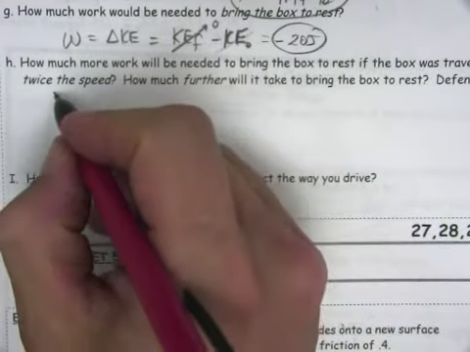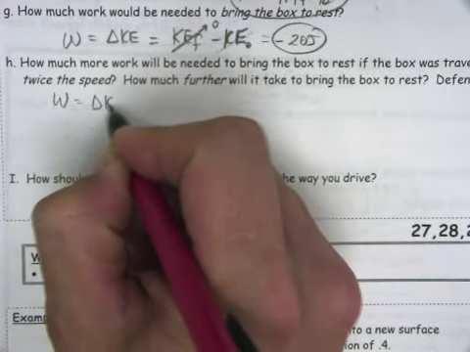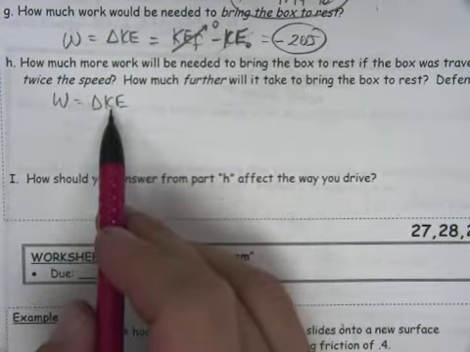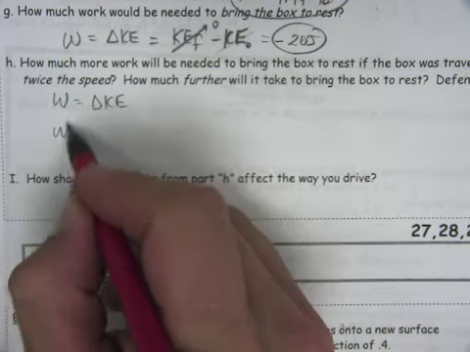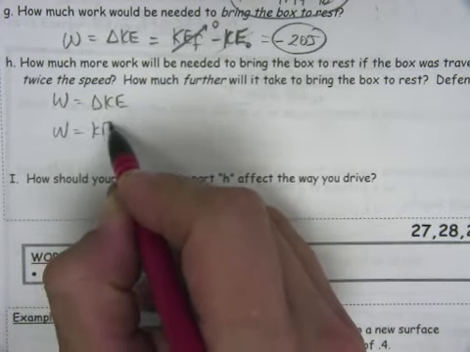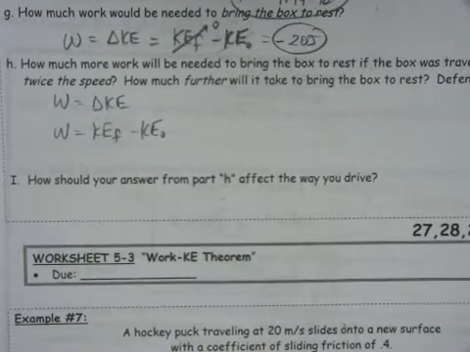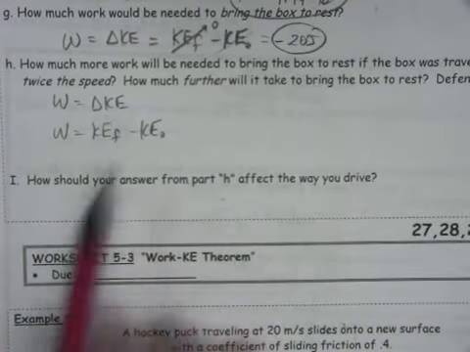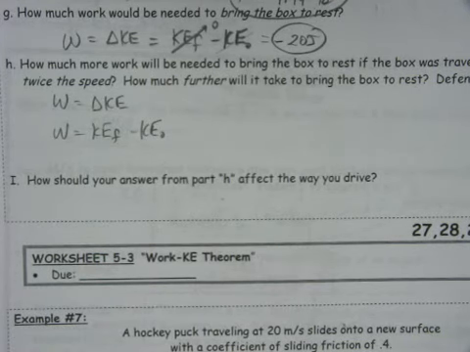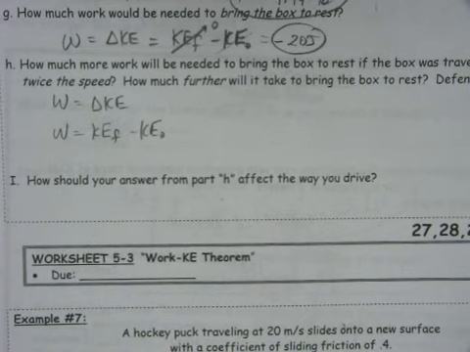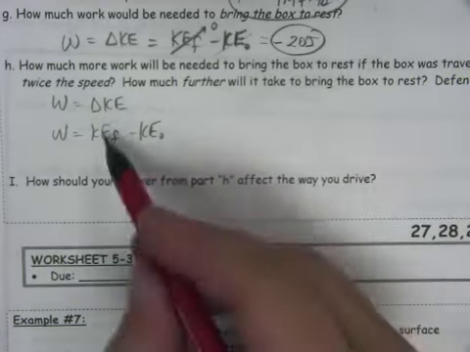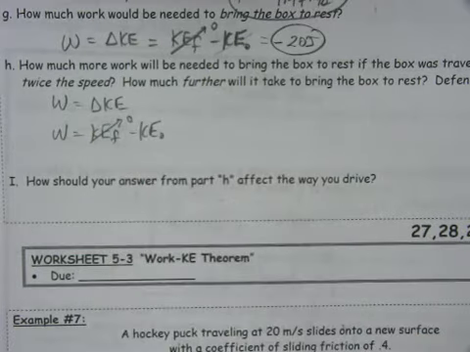We're going to start with the work kinetic energy theorem. I'm going to blow this one up. So I got work is equal to... when I say blow it up, I'm just talking about expanding that equation. I know change is going to be final minus initial, so I'm just going to expand that a little bit. Now we're bringing this box to rest. That means our final kinetic energy is 0.